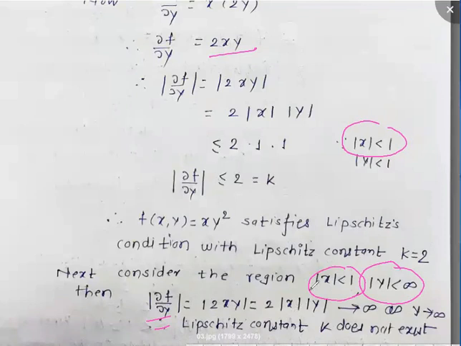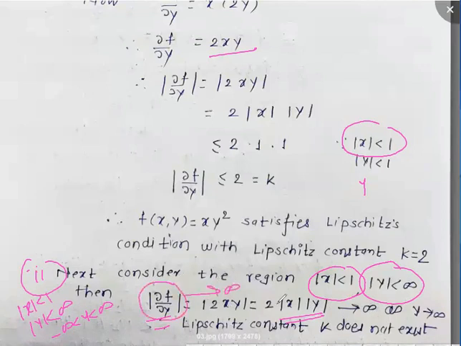Now mod x is less than 1, but y can be any value in between. This is a second region. We are taking the second region. It is a strip, mod x less than 1, mod y less than infinity. So since y can be any value up to infinity, when y tends to infinity, this product will tend to infinity. So that means the value of this derivative tends to infinity.